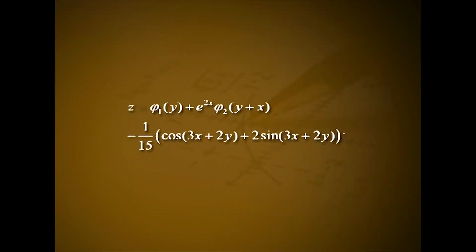The particular integral is P.I. is equal to minus 1 by 15 into cos of 3x plus 2y plus 2 sin of 3x plus 2y. Hence, the complete solution is z is equal to phi 1 of y plus e raised to 2x into phi 2 of y plus x minus 1 by 15 into cos of 3x plus 2y plus 2 sin of 3x plus 2y. Let me conclude this session.